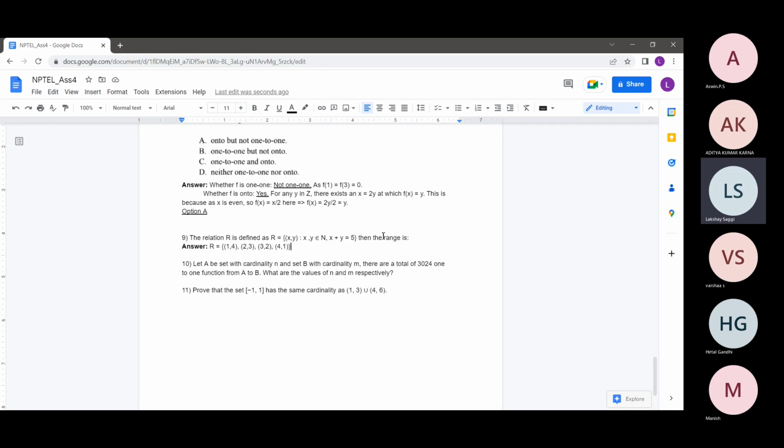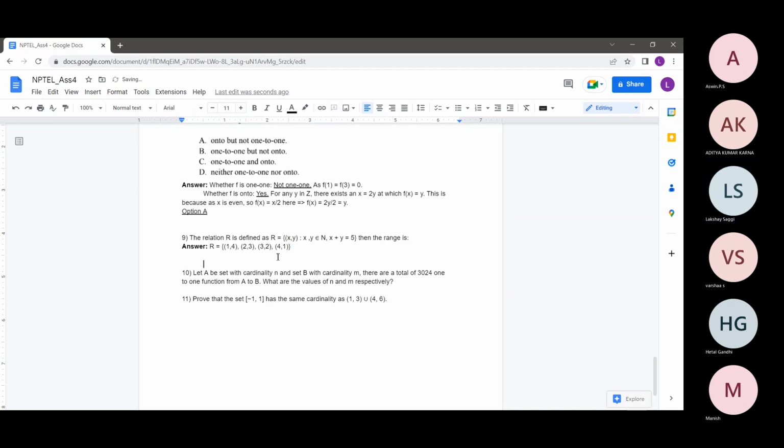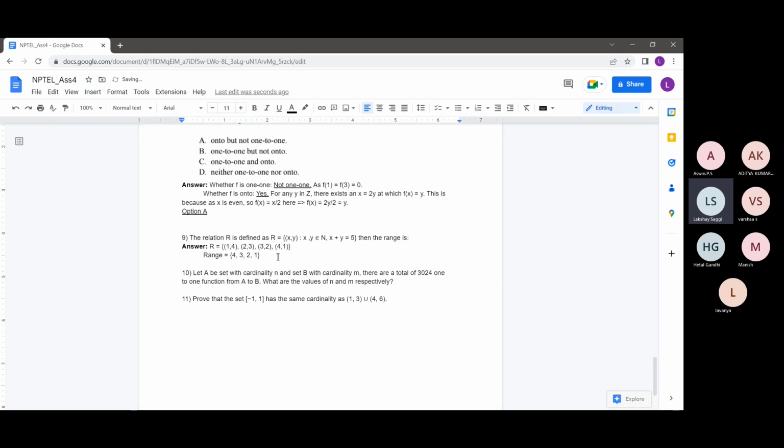And we need to find the range. So range is basically the right side of this pair, because the domain consists of these x's and the range consists of these y's. So the range consists of the values 4, 3, 2, and 1. So we can just say that the range is this set, 4, 3, 2, 1. You can also write it as 1, 2, 3, 4. I just put it in the order in which it was straightforward.